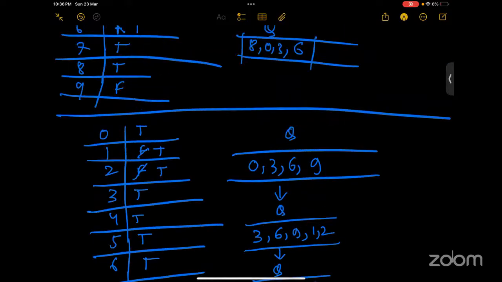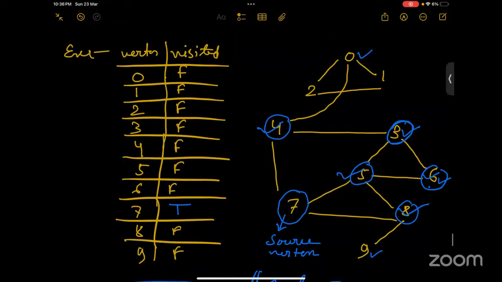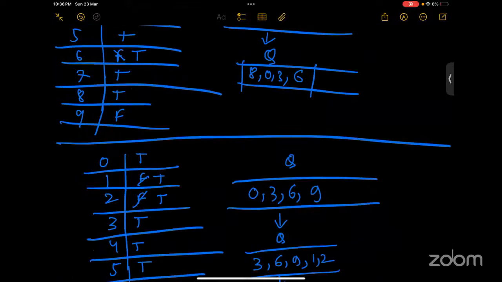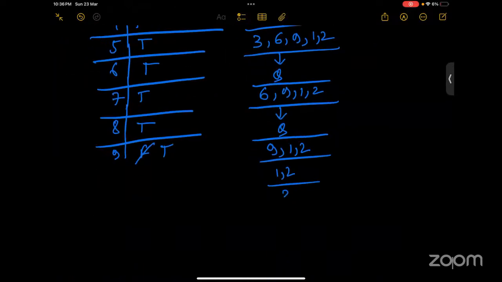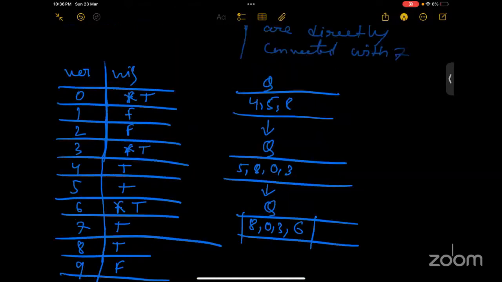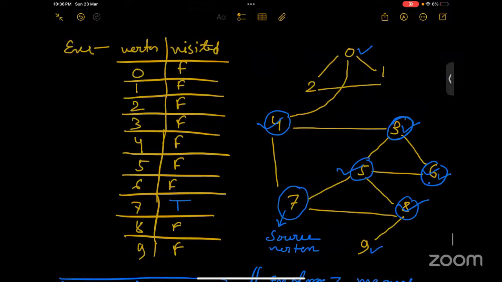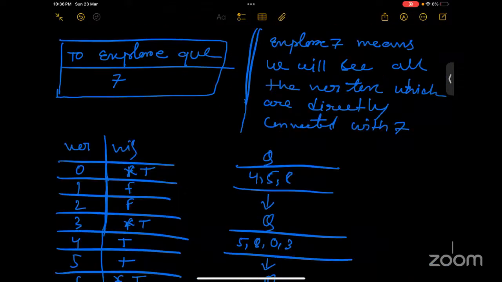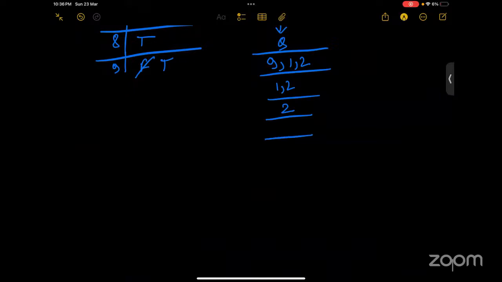Then we have to explore 1. That means we have 0 and 2, right? So 2 is already there and 0 is visited. That means 2 remains. In the next step, 2. And for 2 we have to visit 1 and 0. So 1 and 0 are already visited, which means in the next step the queue is empty, right? That means here the process ends.